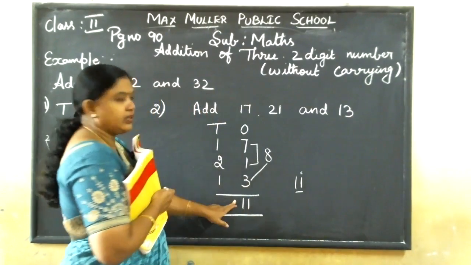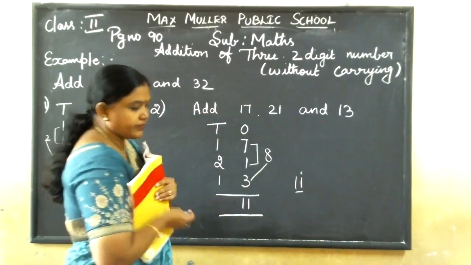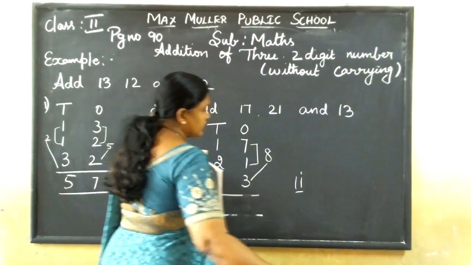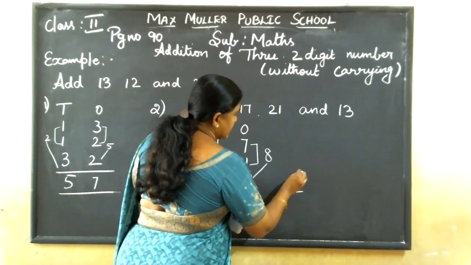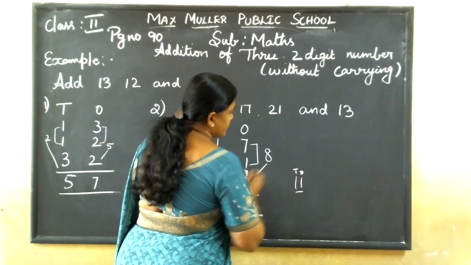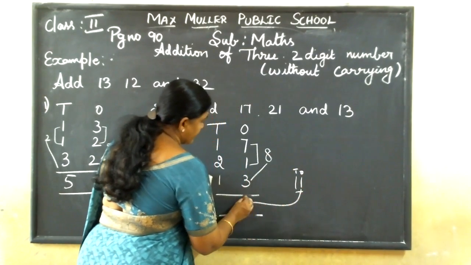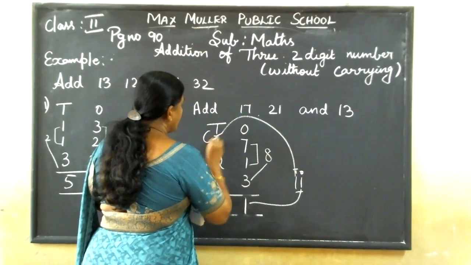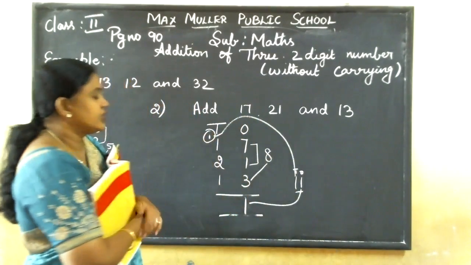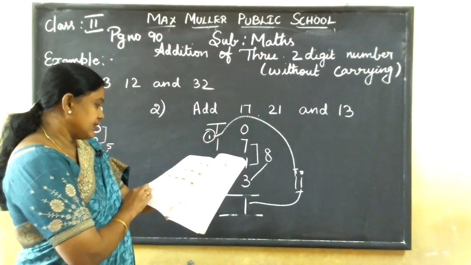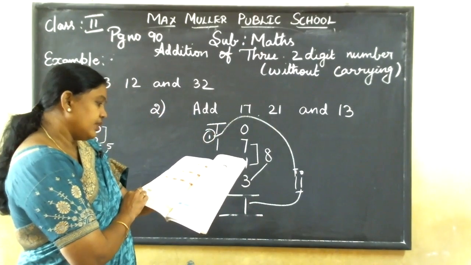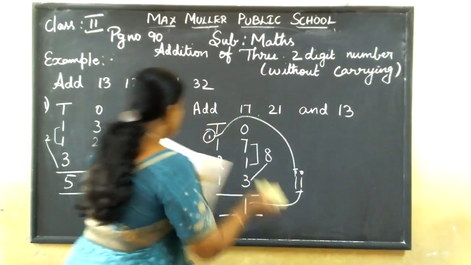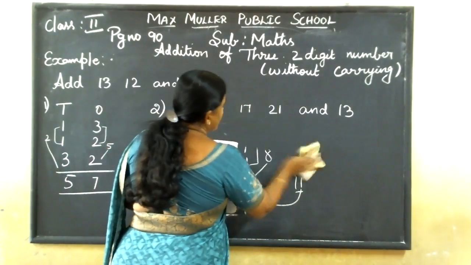Is this correct, children? No, it's not correct. So you rub this 11. See, 11 is a two-digit number. So in the ones column, ones and tens both are there. This one you will write here in ones. This tens, you will carry here, 1. Understood, children? Next exercise, with carrying only, I will teach in the next exercise, children. Now we'll see only without carrying.